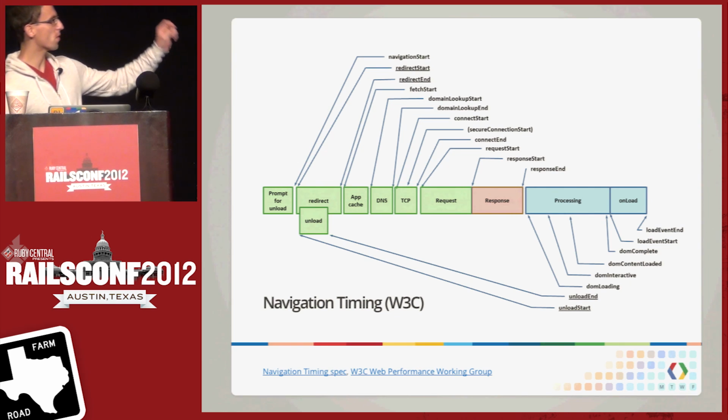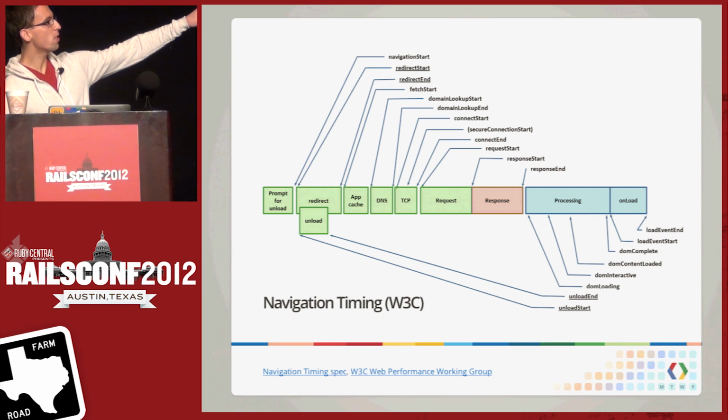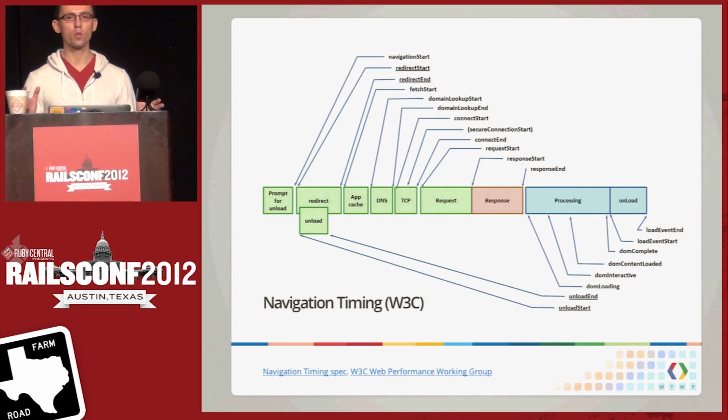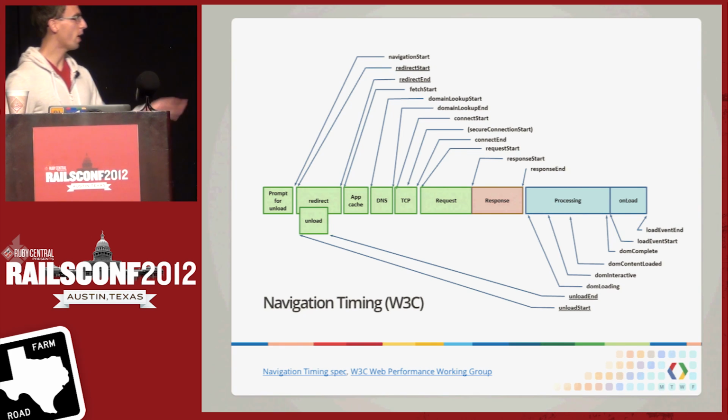So each one of these, it's very hard to read them, but each one of these black labels at the top is actually a timer that you can get at. So navigation start, fetch start, domain lookup start, DOM complete, each one of these is a microsecond level timer that can give you the exact timing of how long it took to do a DNS resolution. So that's pretty cool. And we have them colored in 3 different colors here.